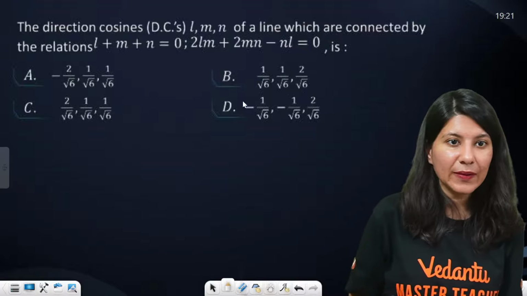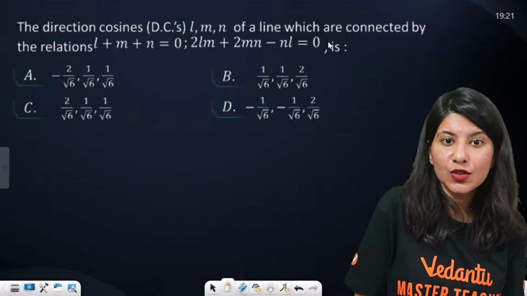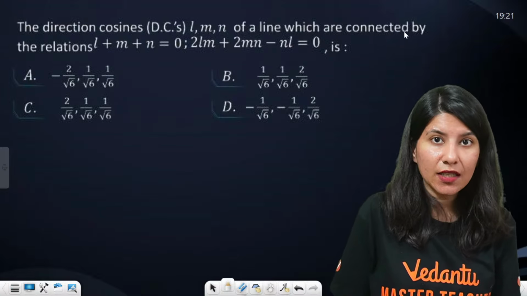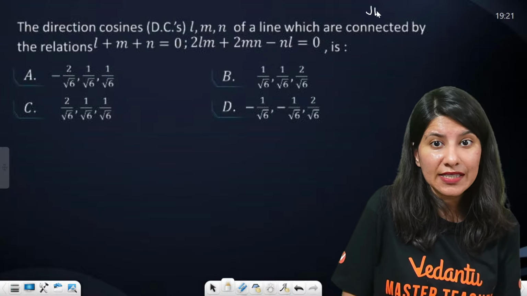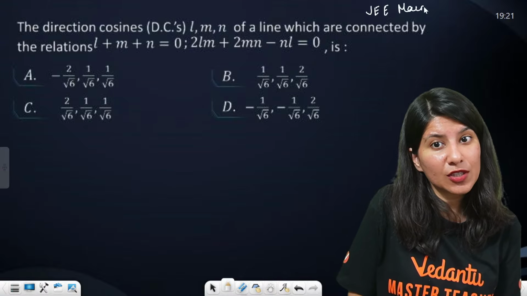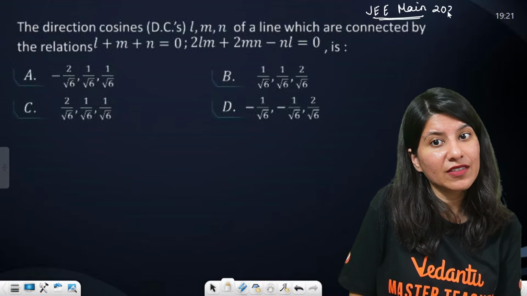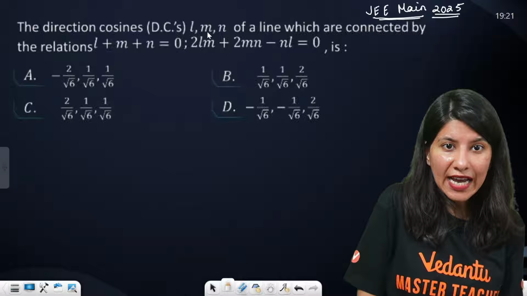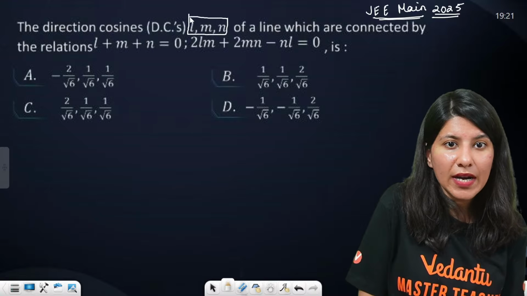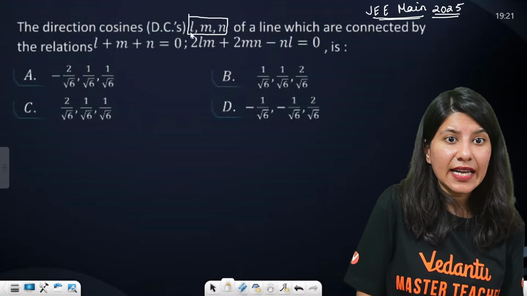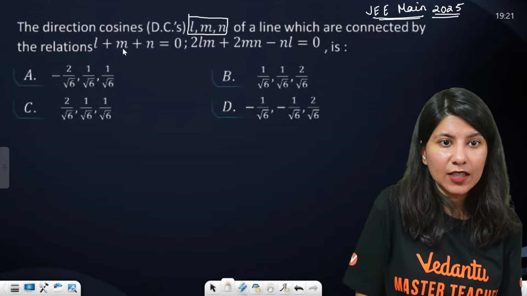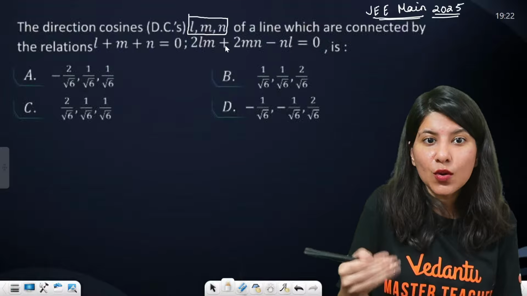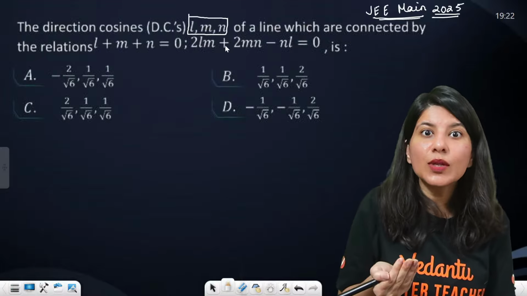All right. Now let's talk about direction cosines. These types of questions are quite popular in your JEE Main examination, so you can expect these types of questions in JEE Main 2025. What are these types? Let us understand. DCs of a line are l, m, n. The direction cosines of a line are connected by this. Then basically your direction cosines are satisfying these two relations.